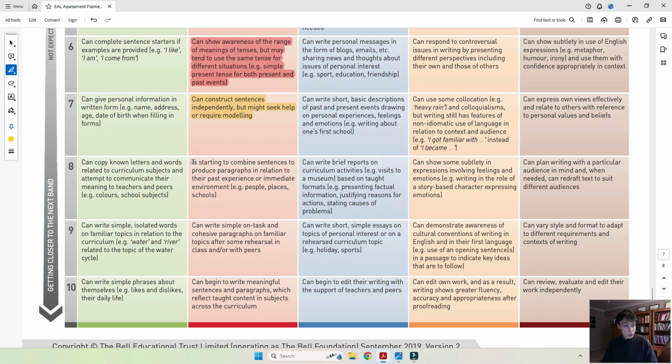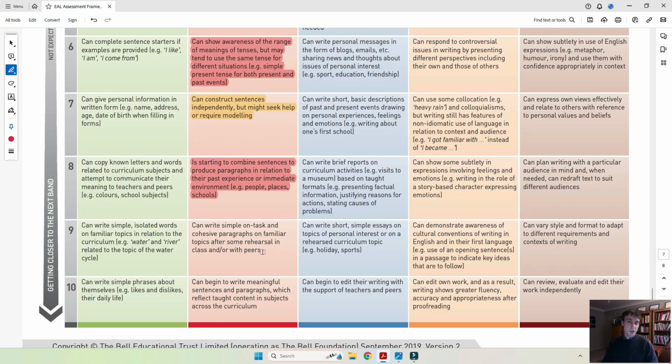descriptor is partially done, but not fully, which means, again, it could be our area to develop. So I'm going to mark this again in red to suggest that this can be potentially a language target. We've got 2 left to look at. Can write simple, on-task and cohesive paragraphs? Again, no, because well, there's no paragraphs. So after some rehearsals with class or peers, there's no attempt based on this sample.